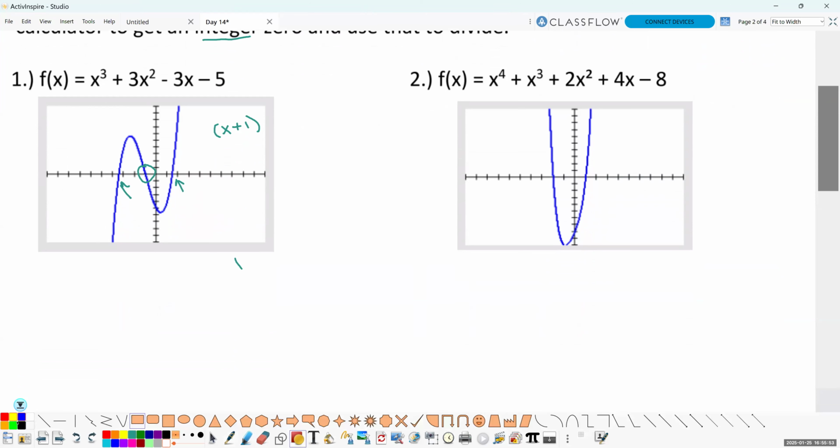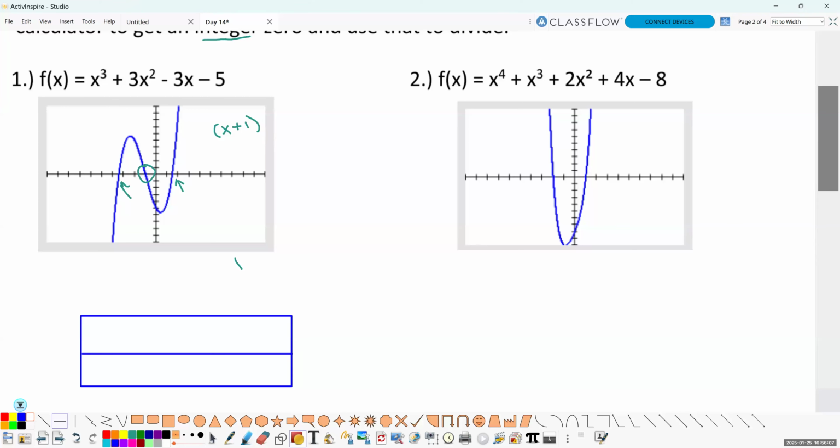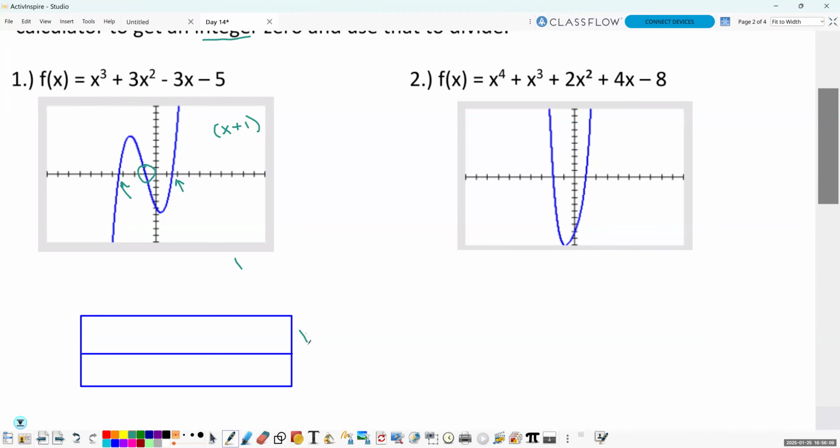And at this point, guys, you really should pause the video and try these on your own, unpausing as necessary. So I'm dividing x plus 1, and we've got x cubed, we've got 3x squared, 2 more, -3x, and -5.